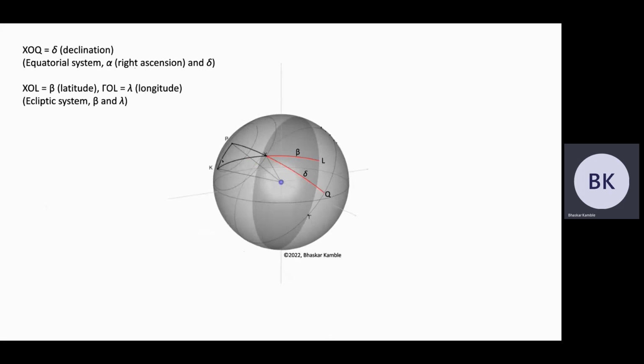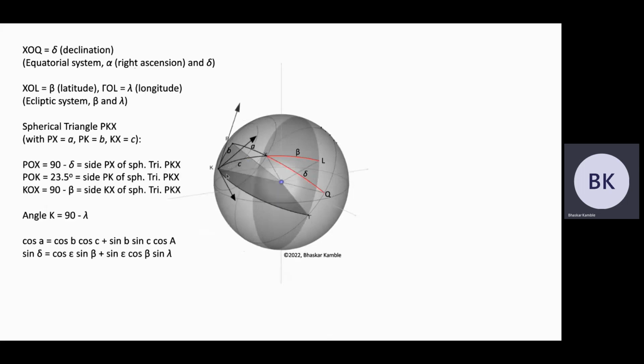As I had just mentioned, KOL is 90 degrees, so the angle KOX plus XOL is 90 degrees. Let's go to the next slide, where it will become easier, as I've shown it much more explicitly. So the spherical triangle PKX is here. Let us call the side PX small a, PK small b, and KX small c.